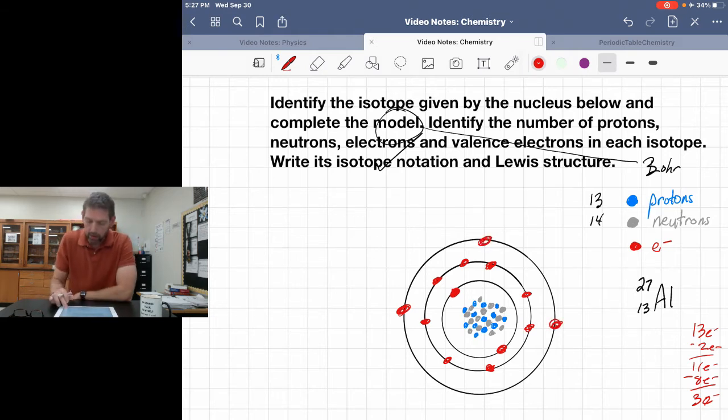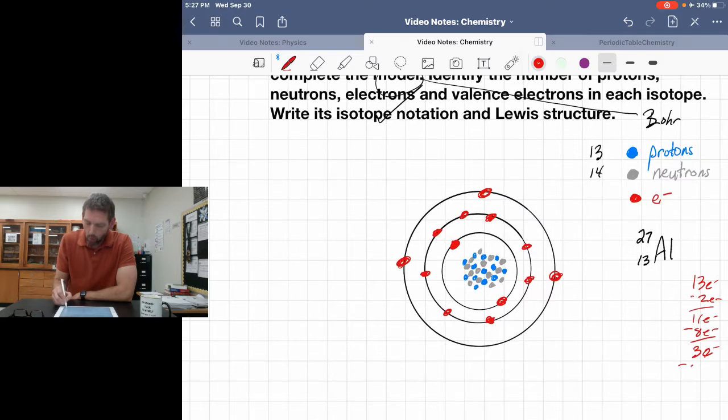So we just added 3 more electrons. We've accounted for all of our electrons. We got them all. We're good. So there's our Bohr model. Check this thing. This thing is done, and it's properly built.